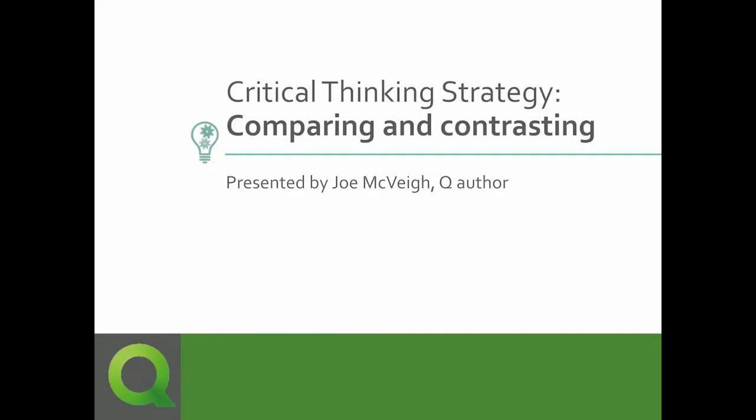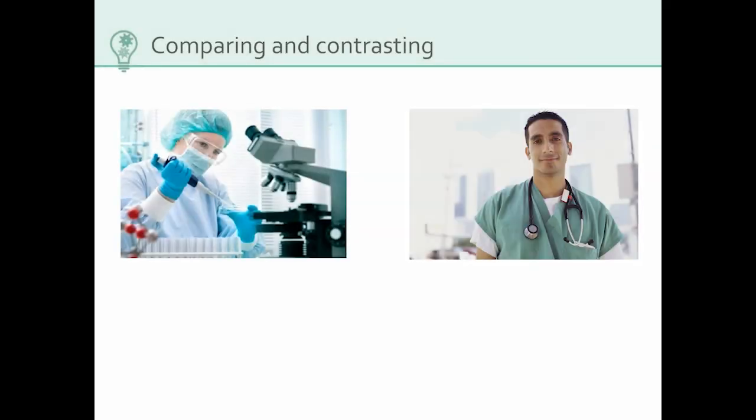Welcome to the Critical Thinking Strategy for Unit 2. The strategy for this unit is comparing and contrasting. We look for similarities and differences all the time. For example, look at the two jobs. How are they the same? How are they different?